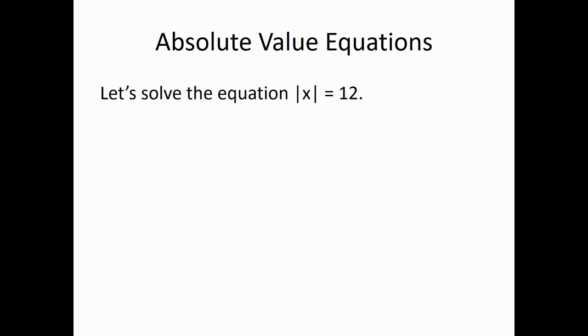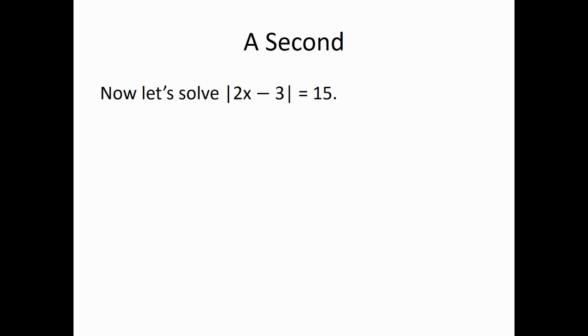All we have to do is think of the definition of absolute value and ask ourselves what the values of x could be such that its absolute value is 12. And of course, the two possible values here are x equals 12 and x equals negative 12. The absolute value of 12 is 12, and the absolute value of negative 12 is also 12, and those are our two possible solutions. Let's do one that's just a bit more complex.